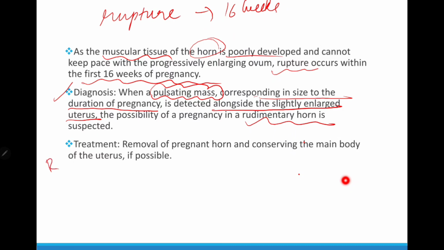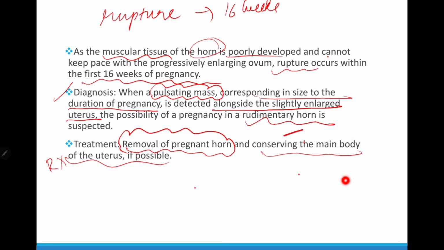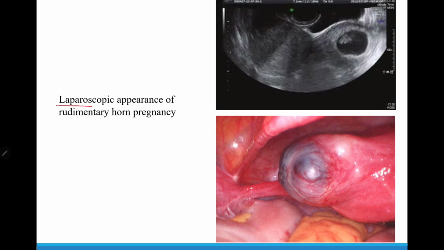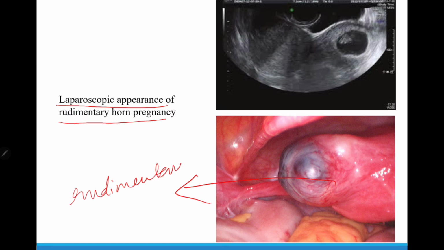So what is the treatment? The treatment is removal of the pregnant horn. The pregnant horn should be removed entirely, while conserving the main body of the uterus if possible. This is a laparoscopic appearance of rudimentary horn pregnancy. What you are seeing here is a laparoscopic appearance of a rudimentary horn pregnancy.